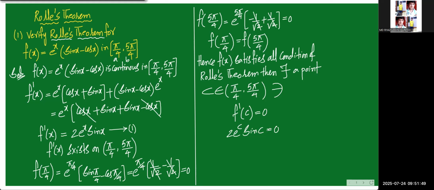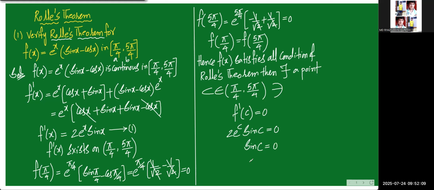is equal to 0. So 2 will go that side, become 0. e^c will go that side, become 0. All the values will go that side, become 0. Sin c is equal to 0.